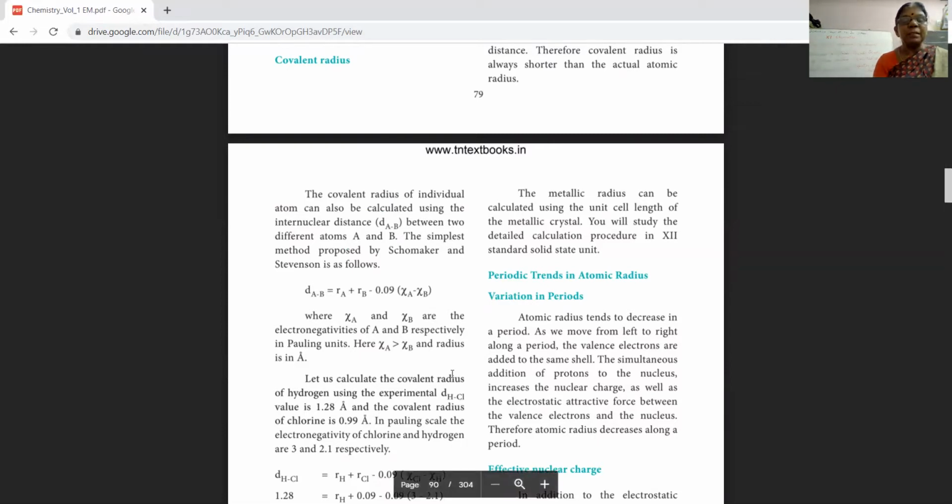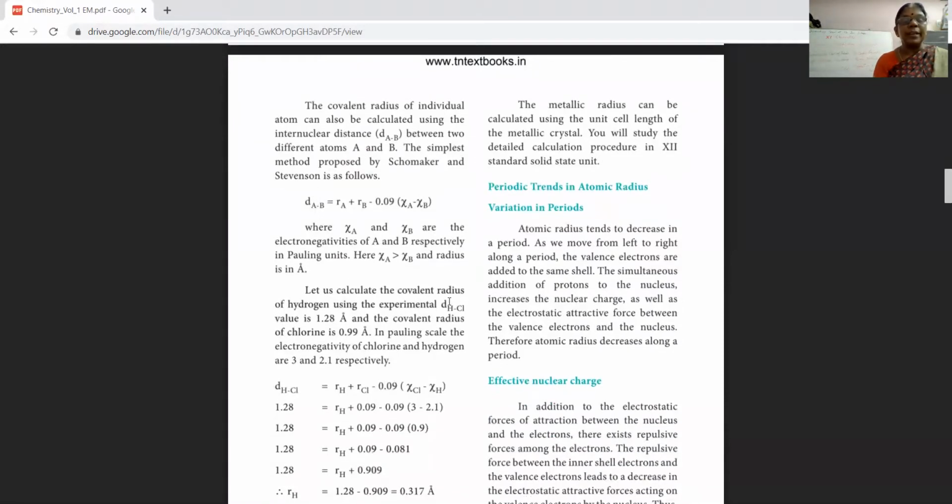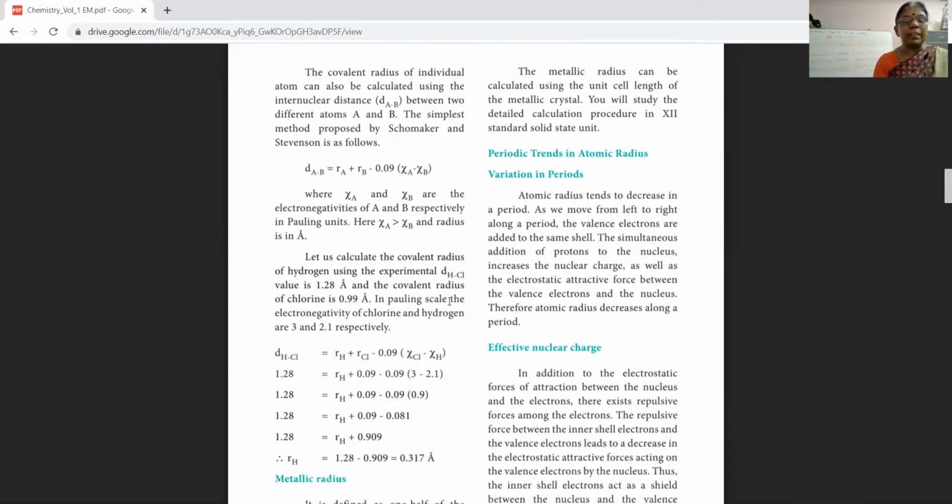The simplest method proposed by Schomaker and Stevenson is as follows. The distance between A and B is equal to radius of A plus radius of B minus 0.09 times (X_A minus X_B). Here X_A and X_B are the electronegativities of A and B respectively.